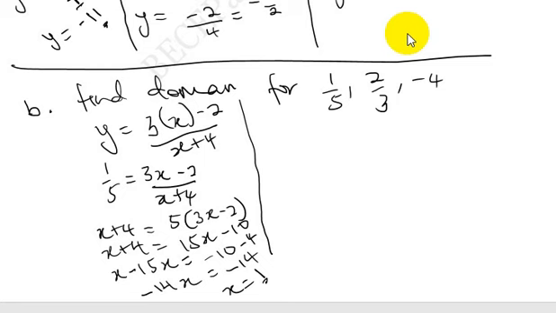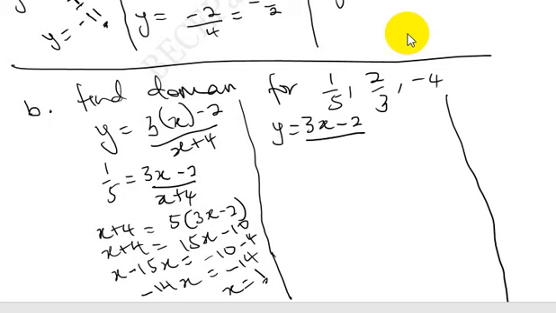So for 1, our element for 1 is what? 1 over 5. You get it? So we do that for the next one again. We have y being equal to 3x minus 2 all on x plus 4. So we are going to get 2 on 3 being equal to 3x minus 2 all on x plus 4.